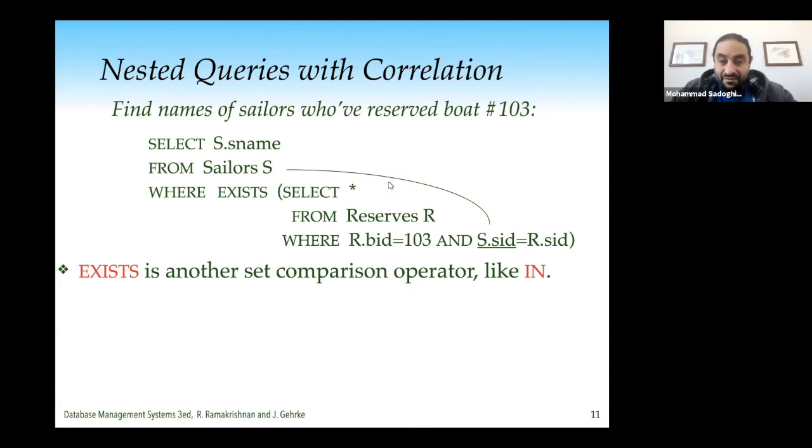And if this subquery or this nested query returns any result, the exists, meaning something exists in this bracket, is evaluated to true. And if this is evaluated to true, the qualification or that condition is satisfied. Therefore, the name of that sailor will be selected. Then I go to the next record, then the next record, then the next record. That's the way that I would execute this query. Does that make sense? Any question on that?